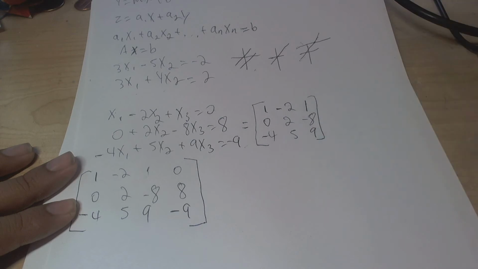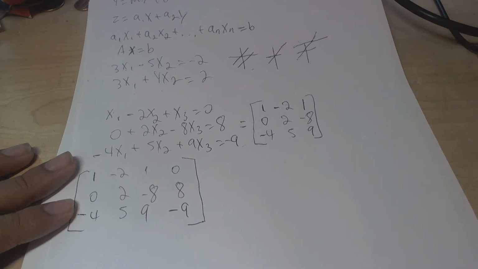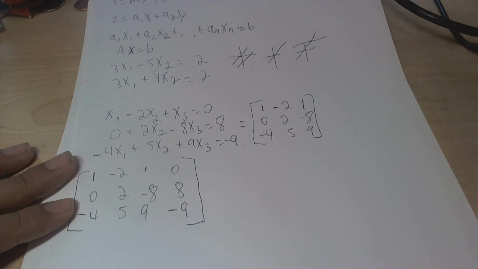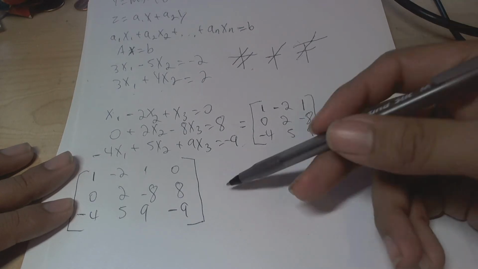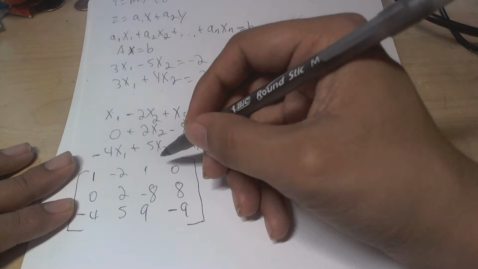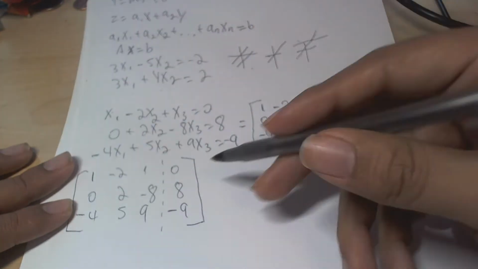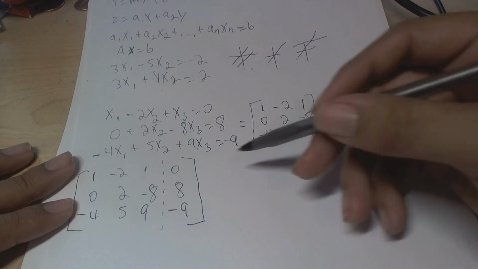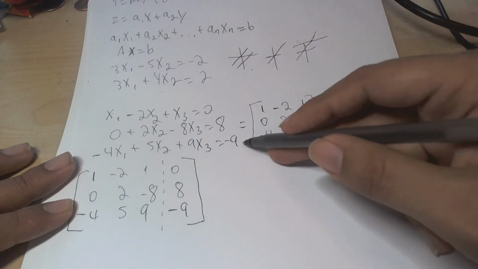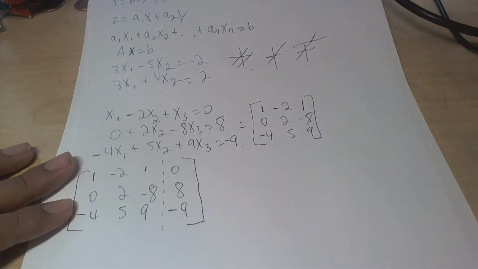To make this look nicer, because we might not know what we're talking about with a coefficient or an augmented matrix, what I tend to do is add a dotted line right between the coefficient matrix and what's on the right side of the equal sign, the constants, the ones that don't have a variable next to them.